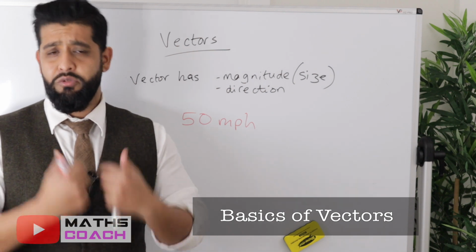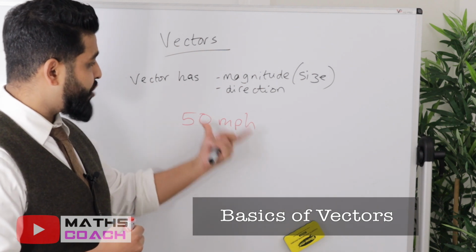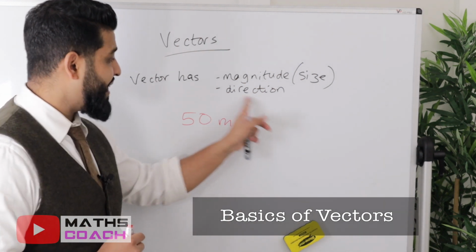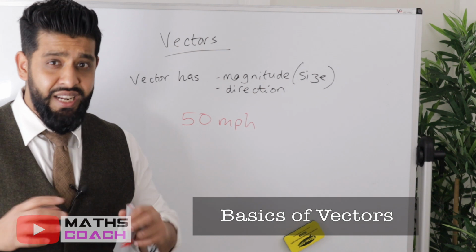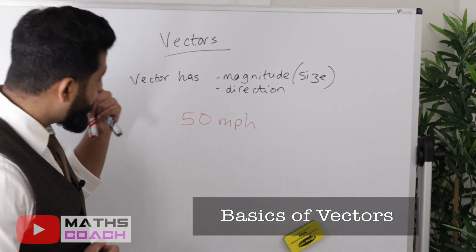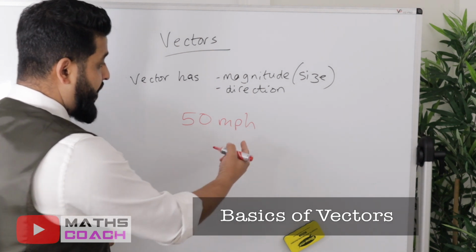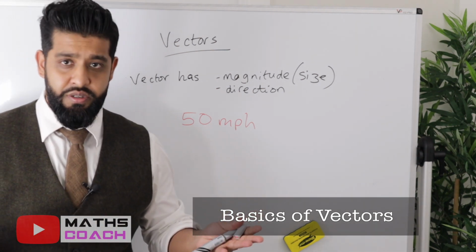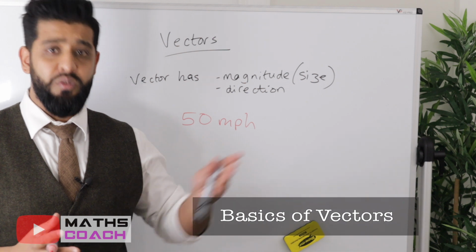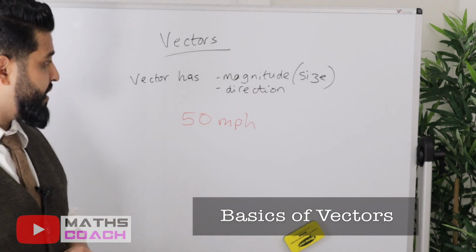So if I said to you that I'm traveling in a car at 50 miles per hour, I've told you the speed that I am traveling at. I haven't told you the direction. So at the moment, this is not a vector. It is a scalar, and a scalar only has magnitude, only describes the size of something. To turn this into a vector, I may say that I am traveling 50 miles per hour in the east direction. Now you know that I am traveling at 50 miles per hour and I am going to the east, in an eastwardly direction. And that's what makes this a vector.